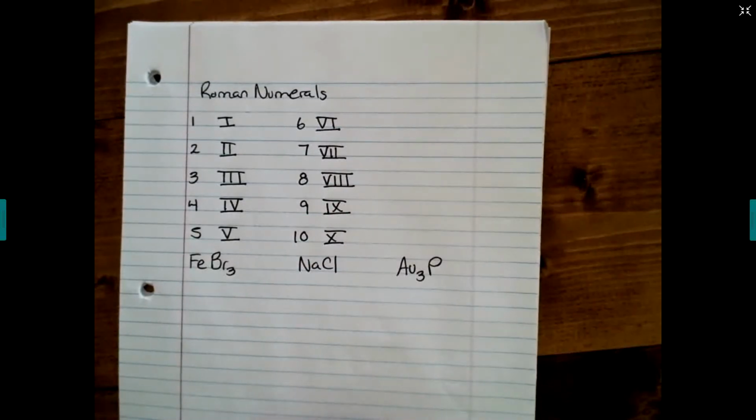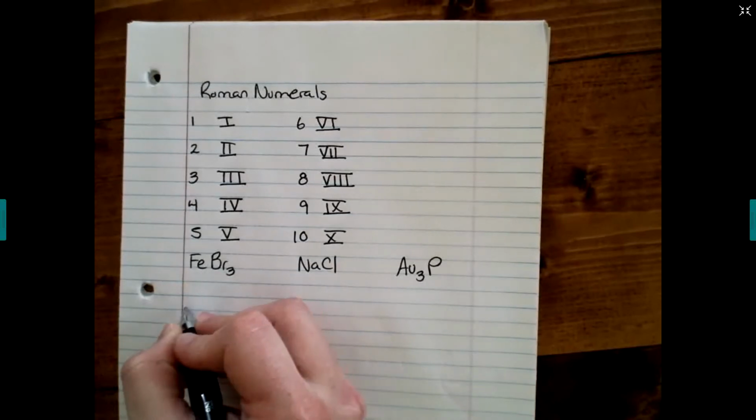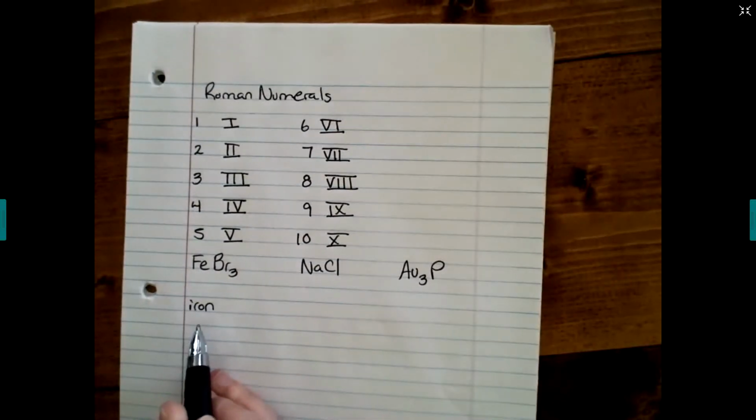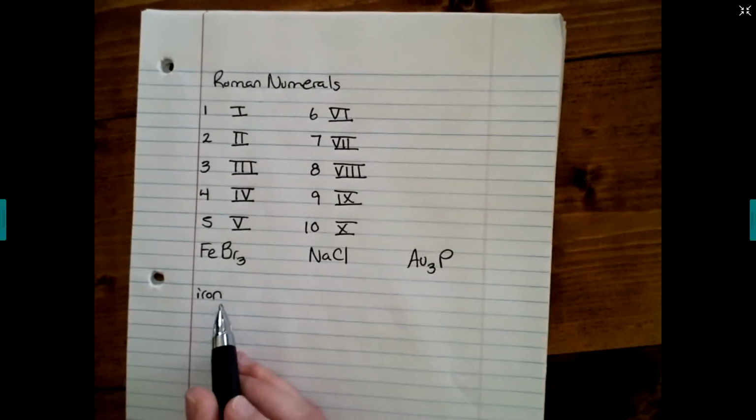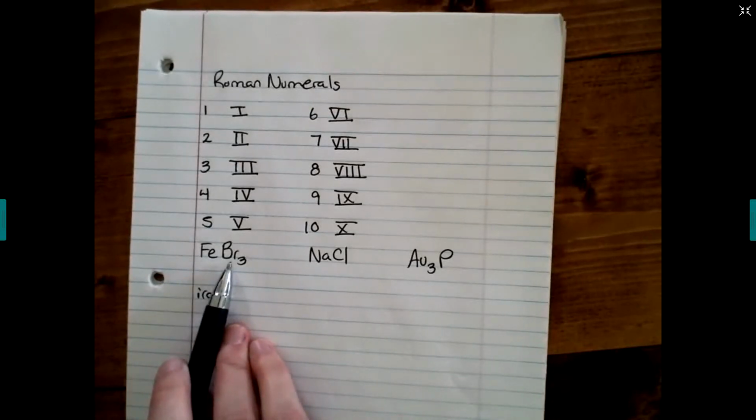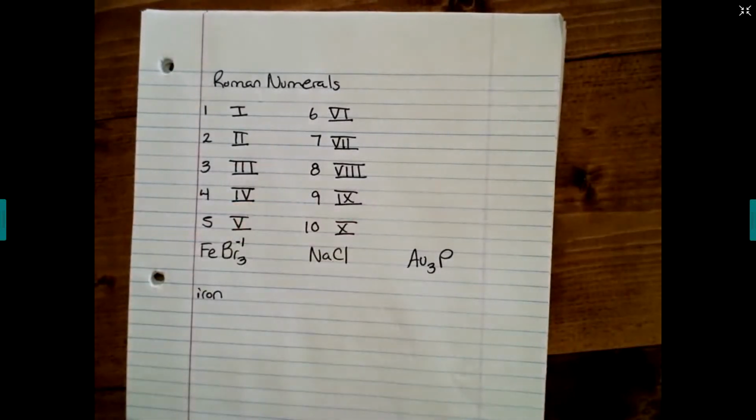Okay. So iron, we're going to name this compound now. Fe is iron. And iron is a transition metal. So that means it can have multiple charges. And you have to include the charge or the Roman numeral when you name this compound. So to figure out what iron's charge would be, I need to look at the anion. I need to look at bromine. Bromine is in group 7, so that means it has a -1 charge.